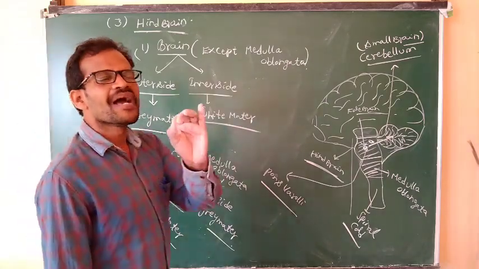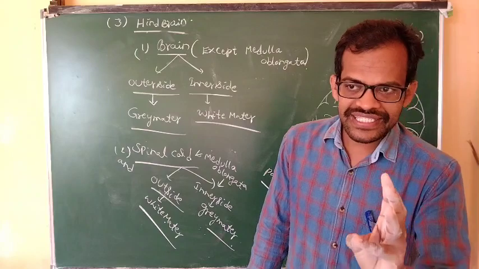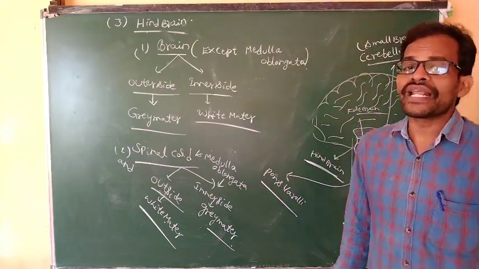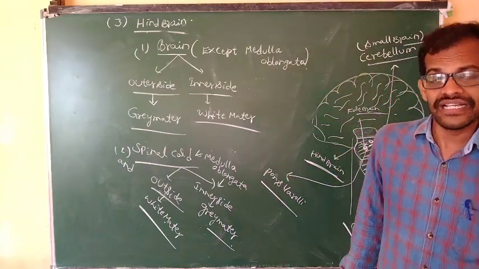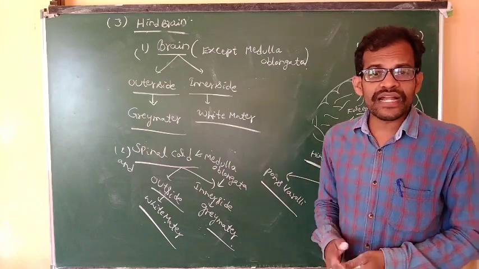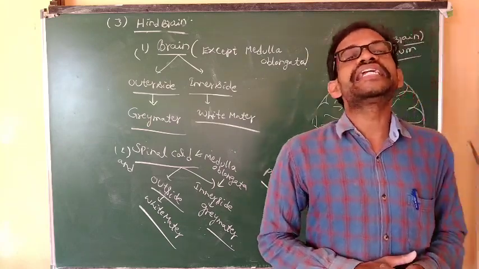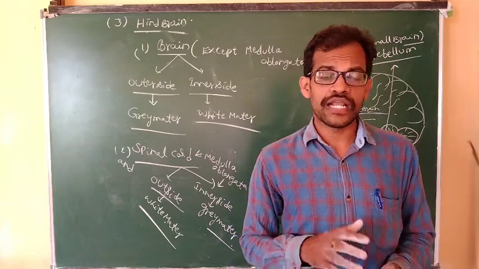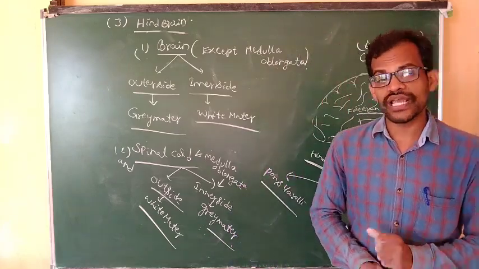Gray matter is nothing but cell bodies, dendrites, and non-myelinated axons. But white matter means only myelinated axons. Myelinated axons look white in color.